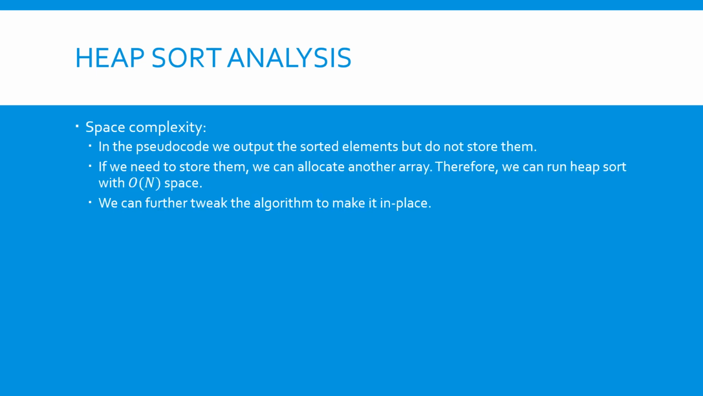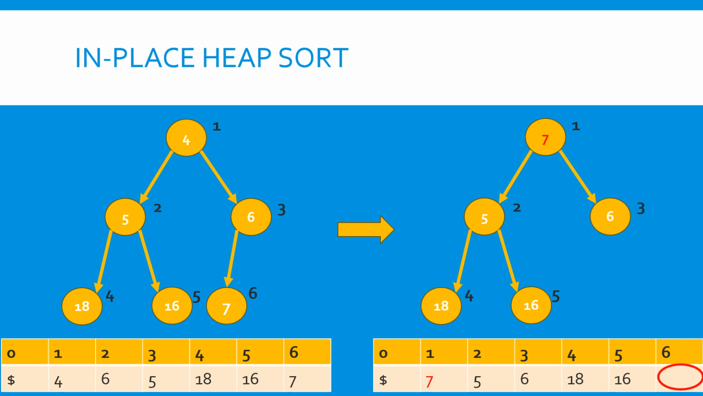For the space complexity, we first know that we can directly output a sorted list without storing it. If we need to store it, we can allocate an array with size n. It shows that the space complexity is O(n). Still, we're interested in seeing whether the heap sort algorithm is in place. The short answer to the question is yes. We can indeed make heap sort in place.